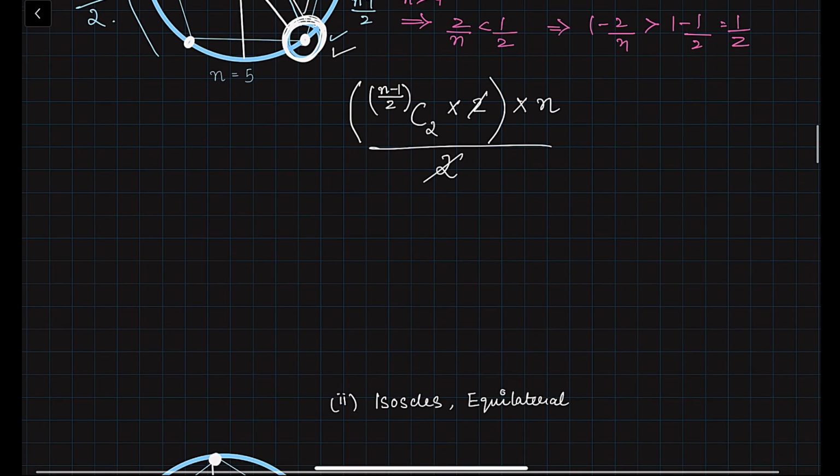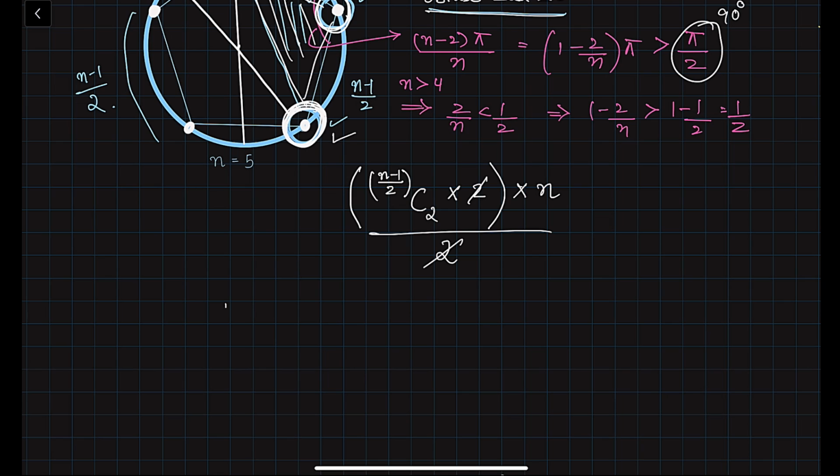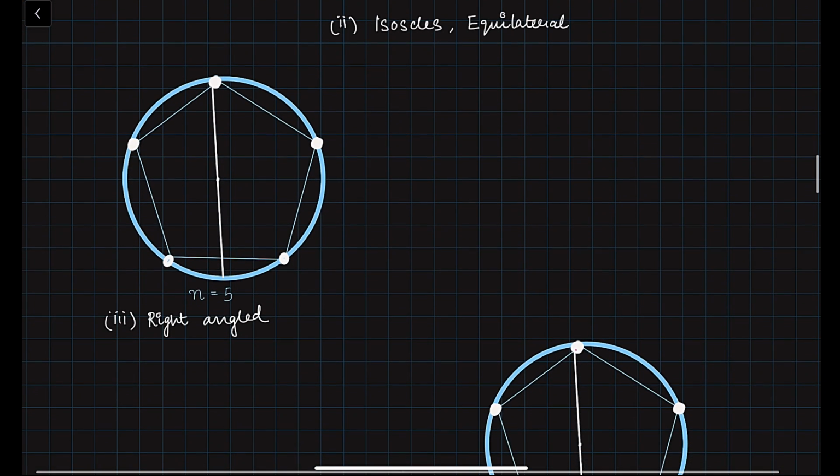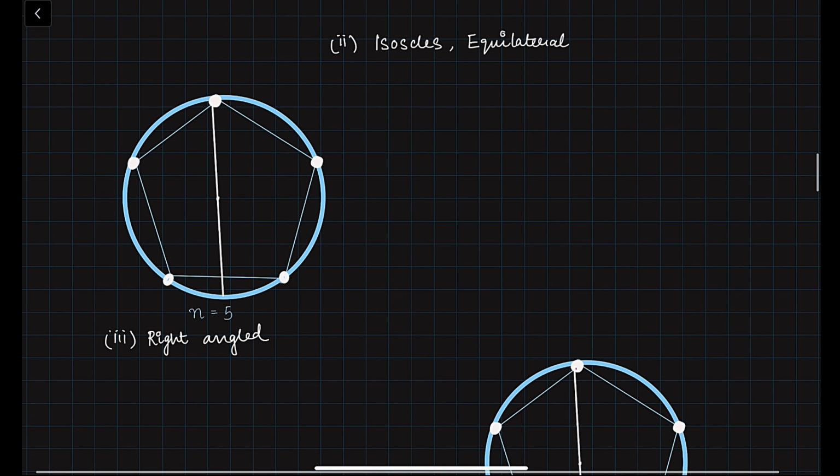So the final formula for the number of obtuse angle triangles equals (n minus 1 by 2) C2 into n. Now let us proceed to the next part of the problem, which is finding the number of isosceles and equilateral triangles. In this, we take two subcases, which is n equal to 3k and n is not equal to 3k.